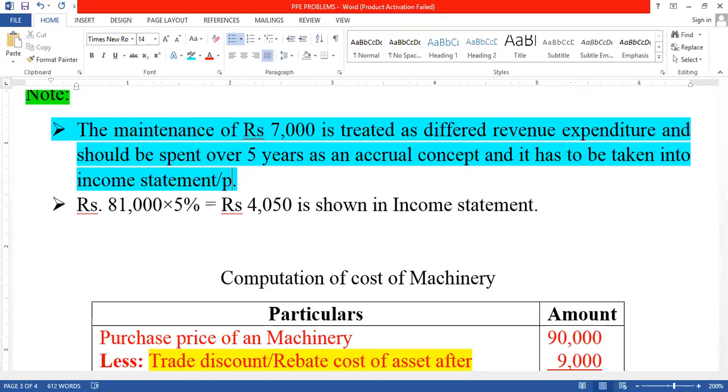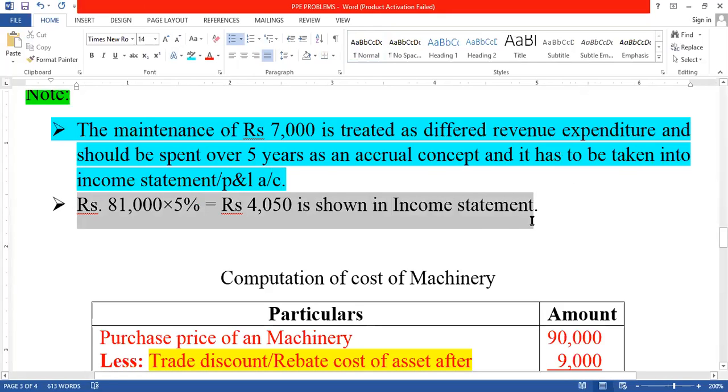The profit and loss account is what we call the income statement. It is recorded in the profit and loss account. Here we do not take this into the calculation of the cost of machinery. After this, the next one here is 81,000 into 5%.